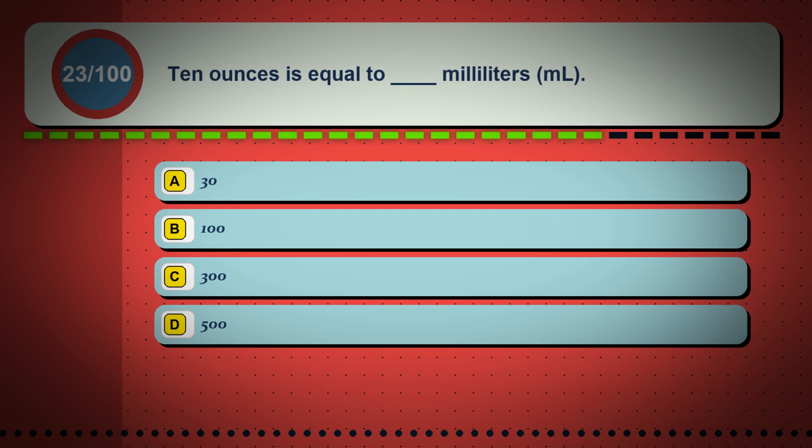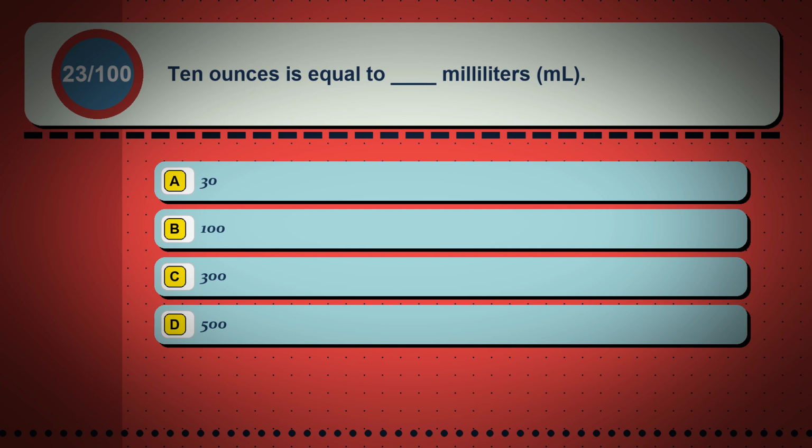Question 23. 10 ounces is equal to blank milliliters, ml. Option A. 30. Option B. 100. Option C. 300. Option D. 500.